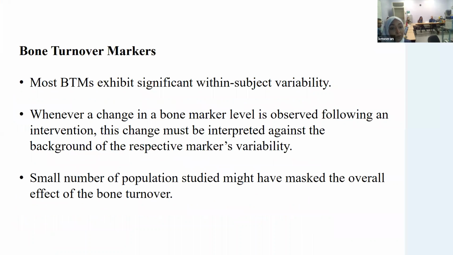And when they explained why the bone turnover markers were not significant, they found that the bone turnover markers have an important within-subject variability. That's why it's a challenge to use them in a clinical setting. And when there's any change in the bone turnover markers, we also have to interpret it against the background of the bone turnover markers and the variability. The second explanation they gave was that the number of the study population was a bit small, so this might have masked the overall effect on the bone turnover markers as well.